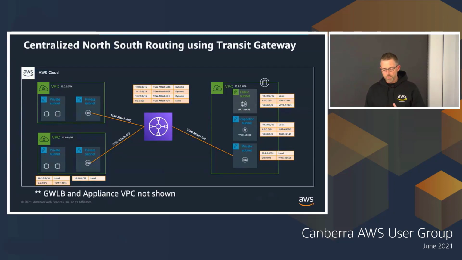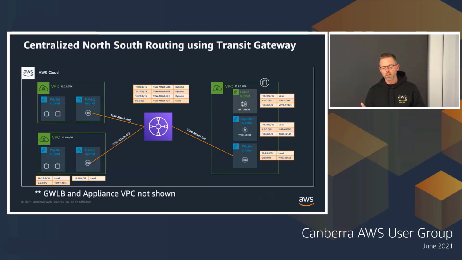So looking at this, each one of these VPCs on the left, they have their local route, they have a default route pointing out to transit gateway, and that's about it. Inside a transit gateway, we have a single route table that allows each one of these VPCs to talk to each other, and a default route going out via the transit gateway attachment to the inspection VPC on the right.